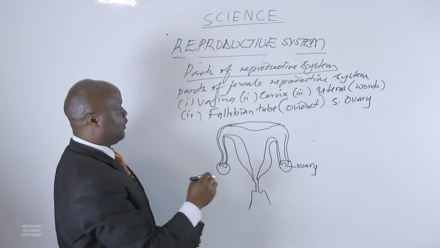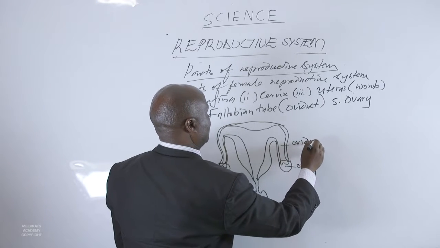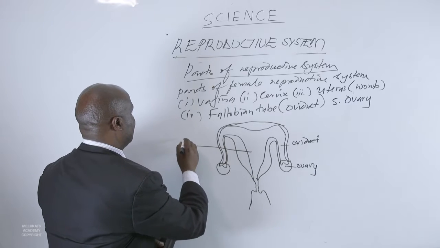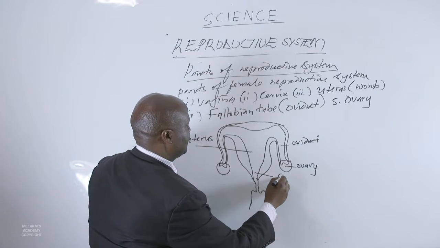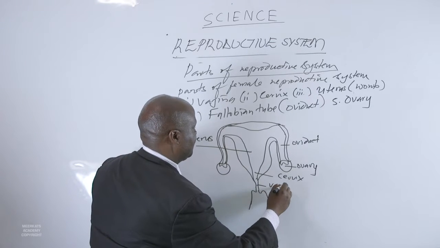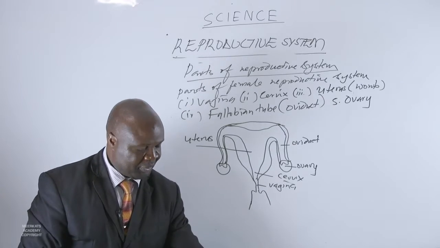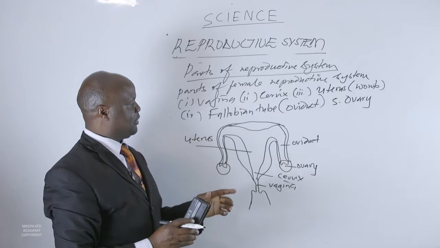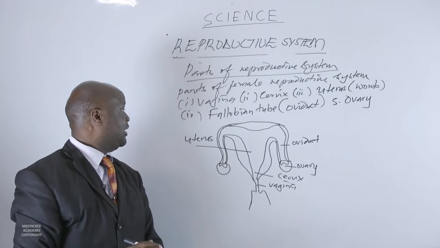From the ovary, we have the oviduct. The oviduct is what we are calling the fallopian tubes. Then in between here, we have the uterus. From the uterus, right here, we have the cervix, and the vagina. This is what we term a female reproductive system. When we talk of the oviduct, it is these tubes. These are the ovaries and so forth. We can now discuss the functions of each part.